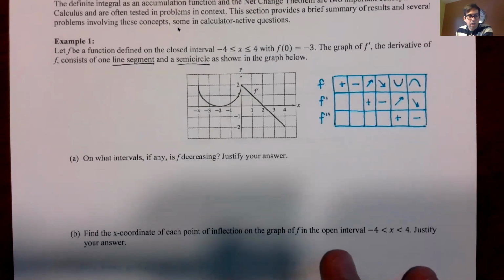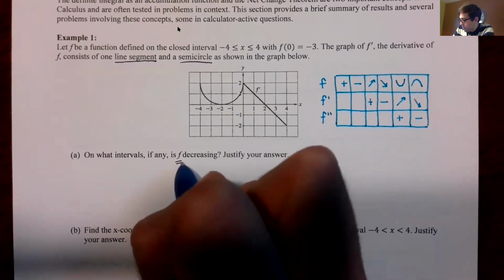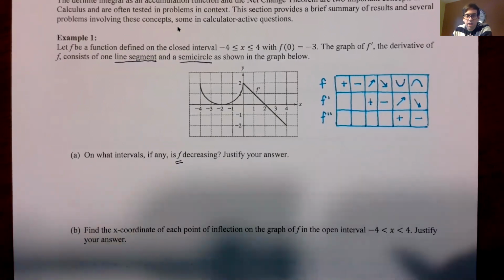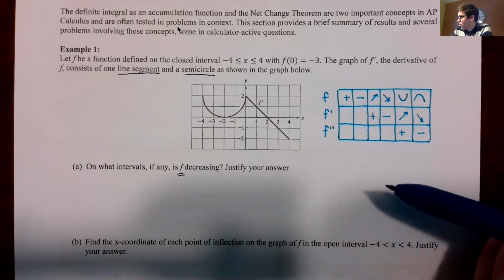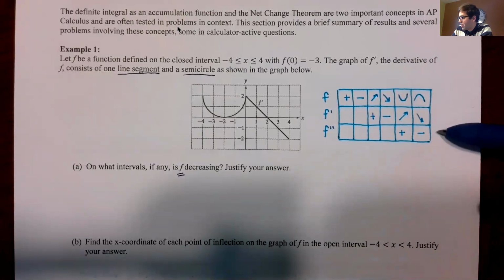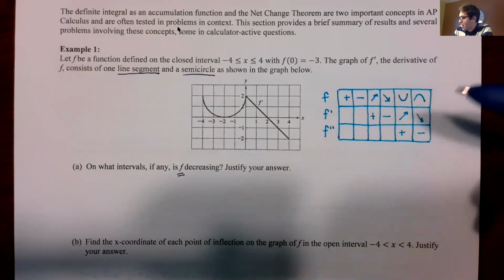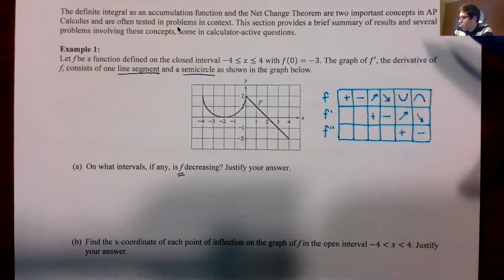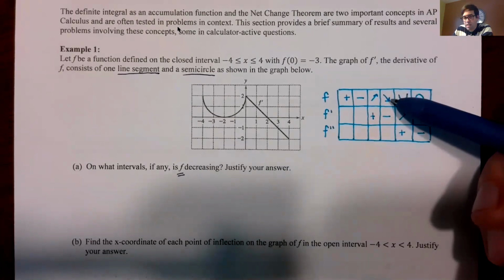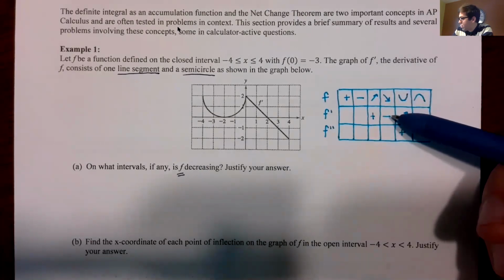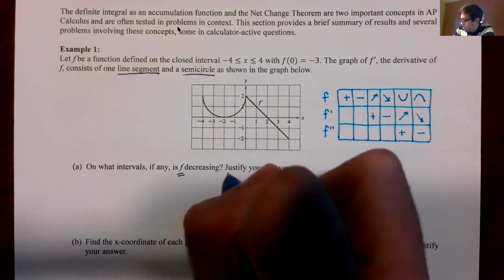But let's look at letter A. On what intervals, if any, is f decreasing? Justify your answer. So I drew a chart over here on the right before I started filming just to show you what I like to think of as a cheat sheet for a function, first derivative and second derivative. This goes back to Calc 8b, of course. But if f is decreasing, we know the first derivative will be negative, right? So I'm actually going to write that out as part of my justification.